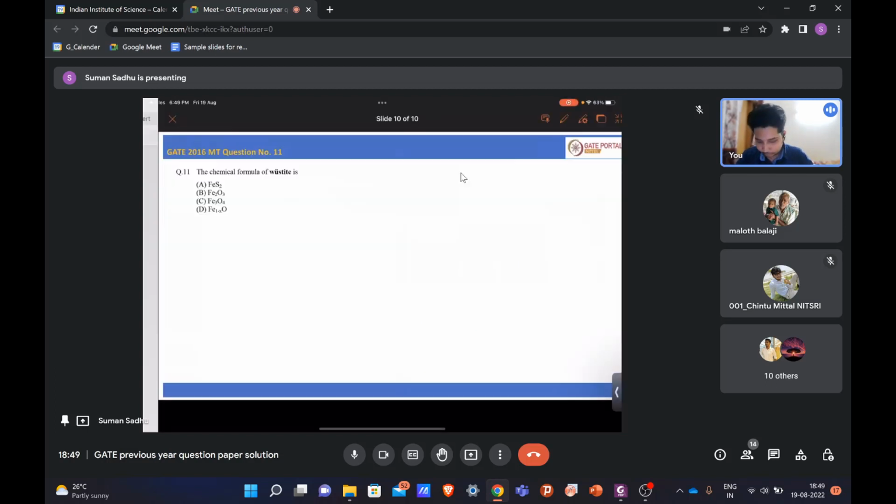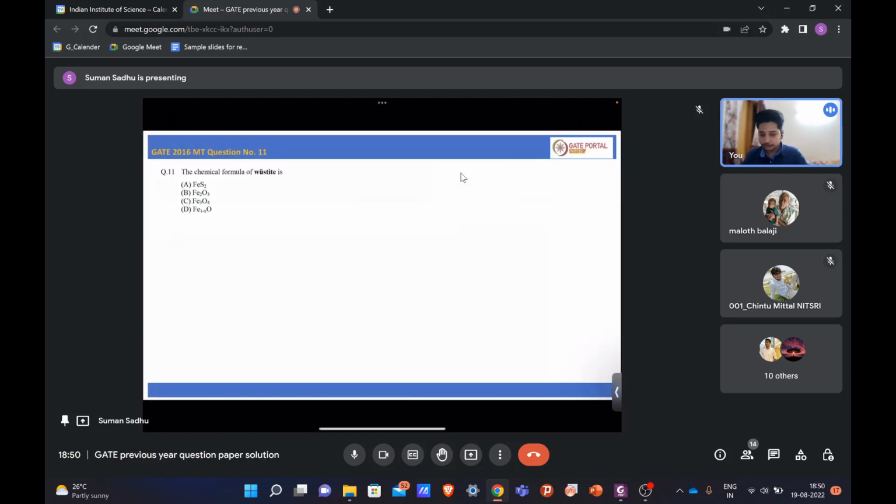Okay. So this is the one marks question. This is also from GATE 2016, question number 11. The question is: the chemical formula of Wustite is option A Fe2, option B Fe2O3, option C Fe3O4, and option D Fe1 minus XO. So option D. Why option D?